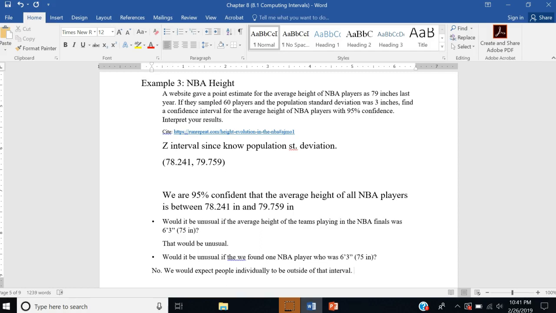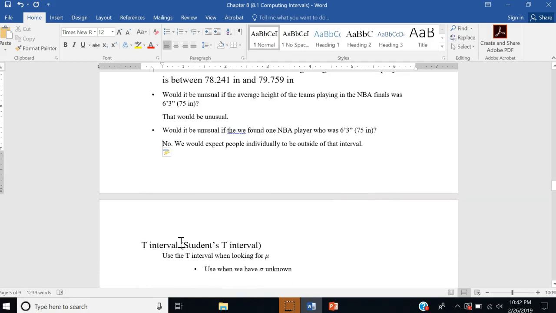So again, when we're talking about big groups, we're talking about averages of the group. It would be unusual if the average of a large group of NBA players was under 6'3", but it's not unusual for a few NBA players to be under 6'3". Hopefully that makes sense. So if you pick a random group of NBA players, their average should be close to that 79, or at least within this range. But obviously there's going to be some individually who are outside of that range. So there you go.